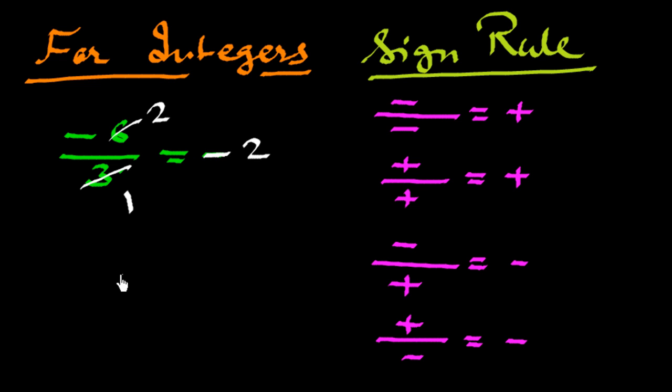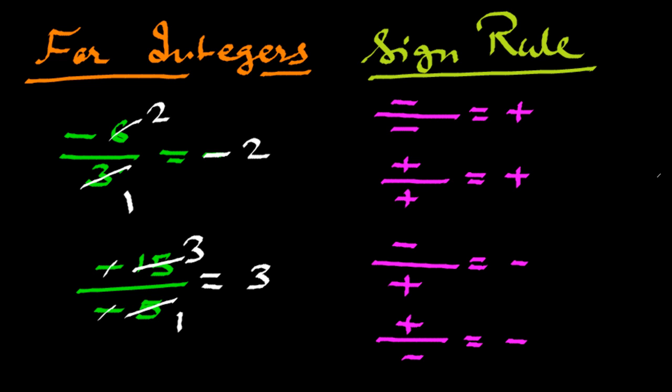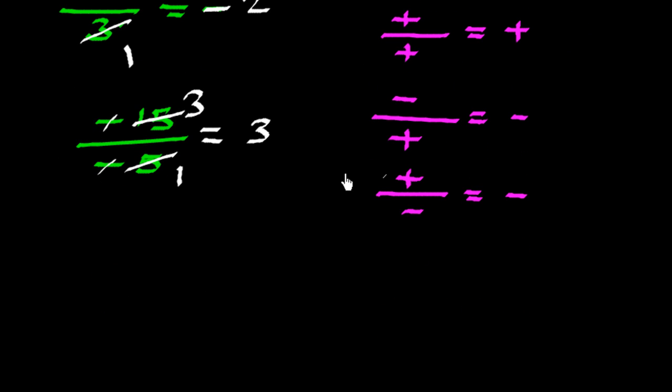If you have a number like minus 15 and minus 5, here we get the positive sign because the minus and minus eliminate each other. As you see, the same signs give the positive number. 5 one times, 5 three times, so it is 3. So in this way we can divide integers. We have to follow this rule and we can easily divide the integers.